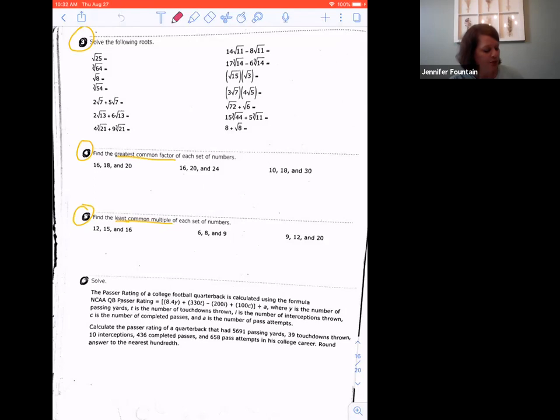And then finally, 9, 12, and 20. 9 is going to be 3 squared. 12 is 2 squared times 3. 20 is 2 squared times 5. So I have 2, 3, and 5. My largest exponent of 2 is 2 squared. My largest exponent of 3 is 3 squared, and then my largest exponent of 5 is just 5. So I multiply 2 squared times 3 squared times 5 and get 180. Any questions on those?